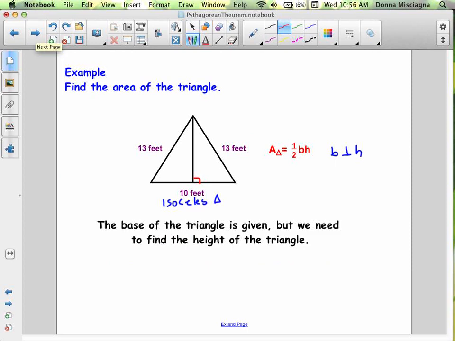So guess what? This is going to be a right triangle. Now, since this is an isosceles triangle, the altitude is going to divide the base into 2 congruent segments. So that means if the whole base is 10, the base of the triangle that's created by the altitude is going to be 5 feet. That means that we now have 2 sides of our right triangle, and we just need to solve for the 3rd side. I actually have this on the next page, so let's go over this problem.